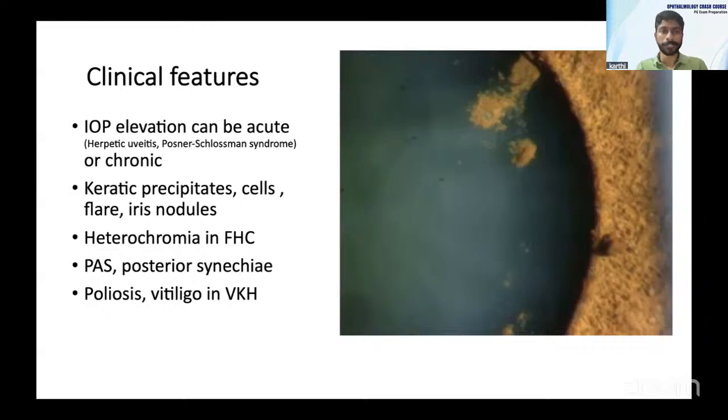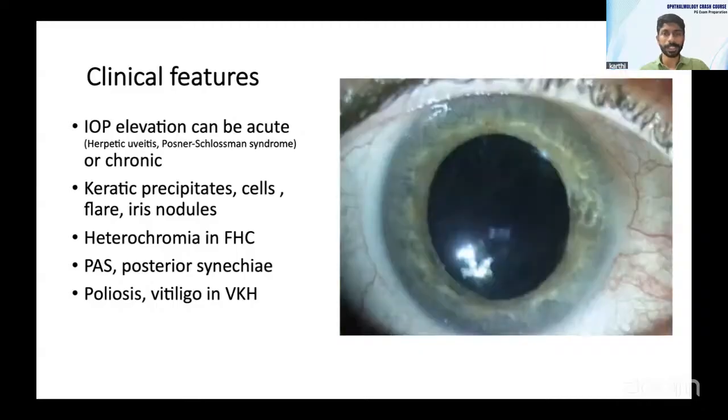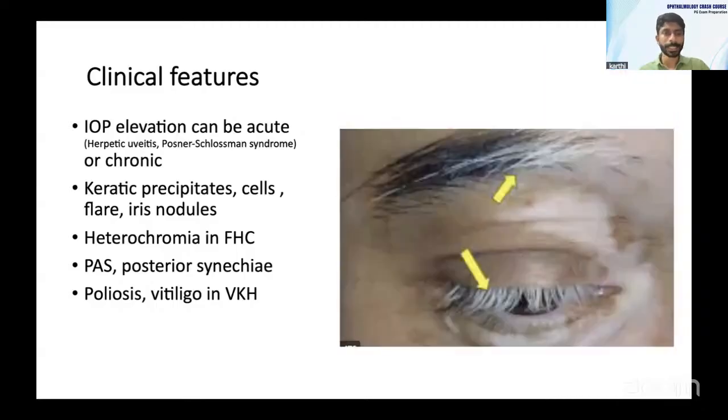So moving on to clinical features, as we said, the IOP elevation can be acute, in the case of herpetic uveitis or Posner-Schlossman syndrome, or it can be chronic. In the cornea, you can see keratic precipitates. In the anterior chamber, you can see cells, flare, and iris nodules. Iris heterochromia can be seen in Fuchs heterochromic iridocyclitis. In the angle, there can be peripheral anterior synechiae, lens-iris contact, posterior synechiae, and iris bombe. In other cases, like Behçet's or VKH, there can be poliosis or vitiligo.